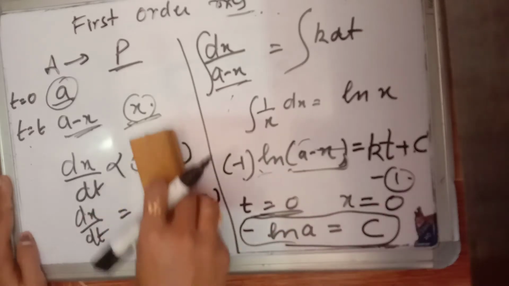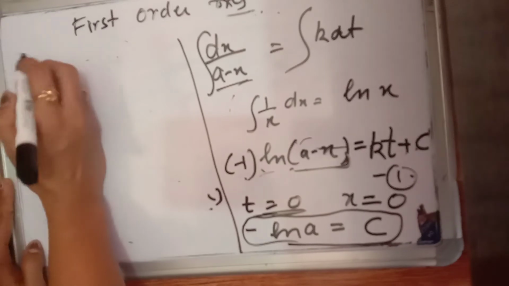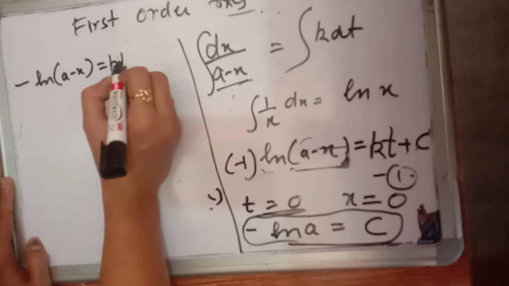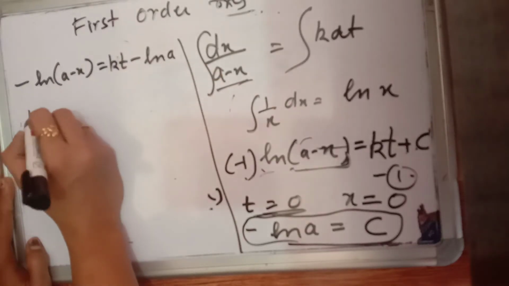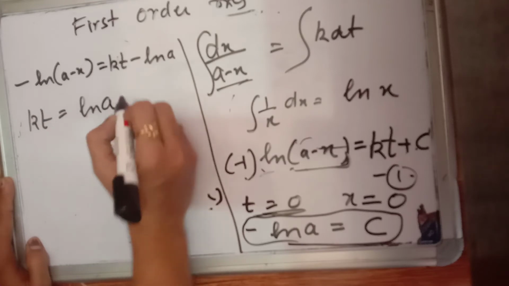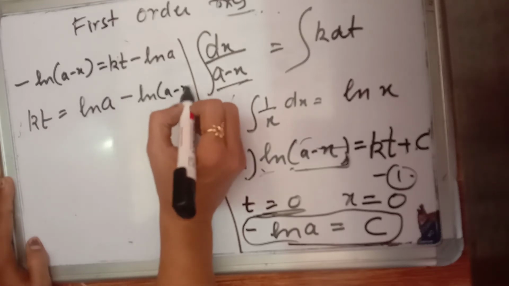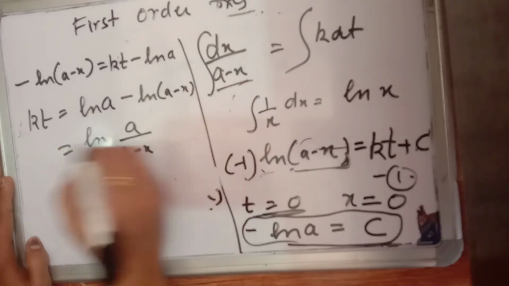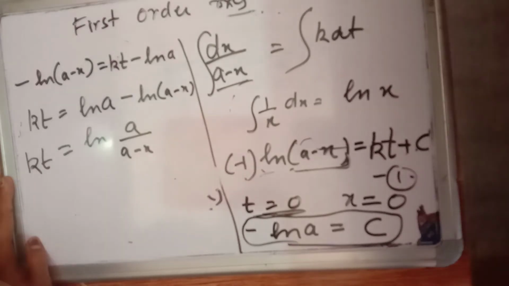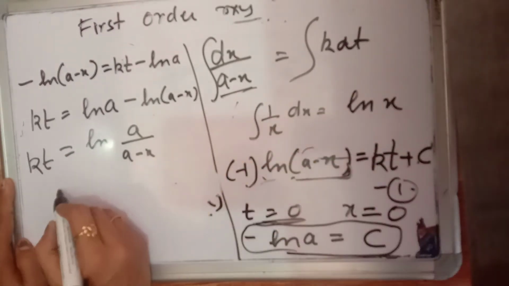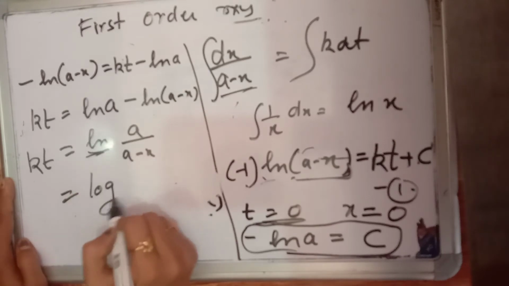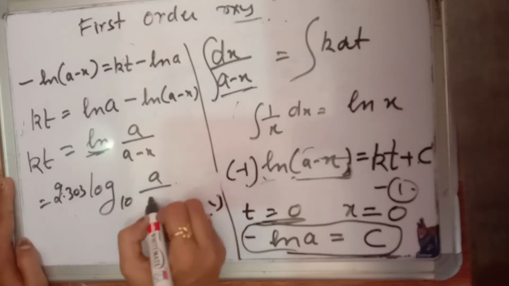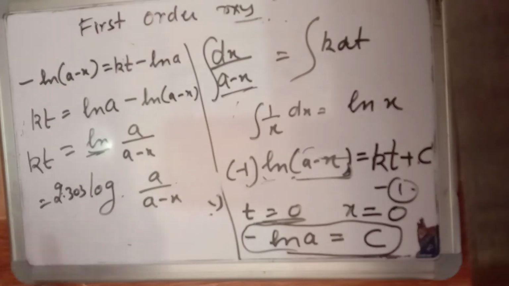So putting in this equation 1, we get minus log A minus x is equal to kt minus log A, or kt is equal to log A minus log A minus x. Log A minus log B is log A upon B. So this is the integrated rate law expression for first order reactions. If we want to convert it into log base 10, we have to multiply it by 2.303. Okay. So this is my rate law expression for first order reaction.